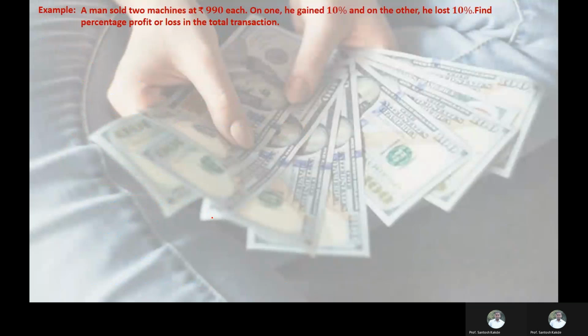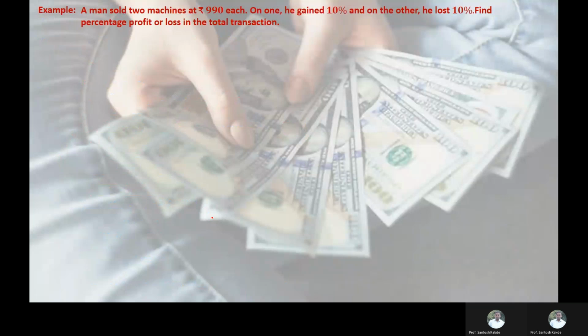Now it's your turn. You have to go home, open your notebook, take a pen with a calculator and solve these examples which you have to solve. So shall we take one more example? Okay, we will take one more example, then I will give you homework. So let us consider one more example.